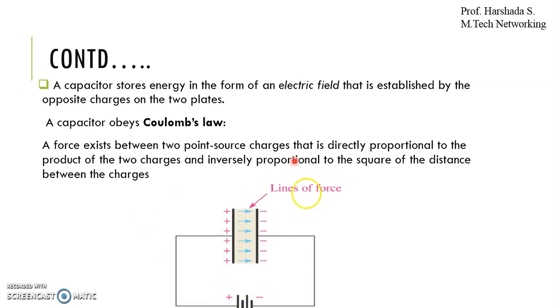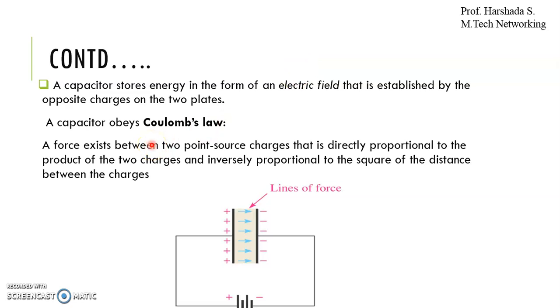Now see the exact meaning of this diagram. A capacitor stores energy in the form of an electric field, which is established by opposite charge on these two plates. Whenever electrons flow from positive to negative, a particular charge is created by this flow of charge, and a field appears between them. That's why it is called an electric field.